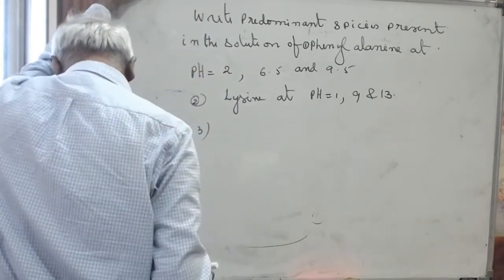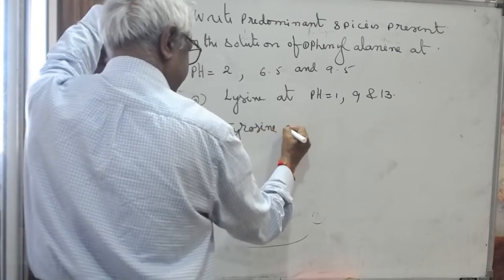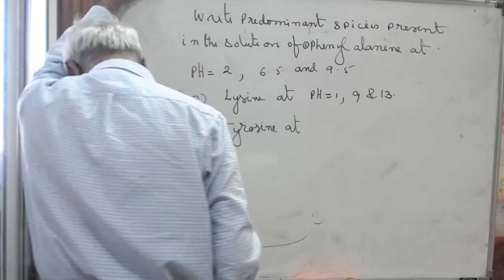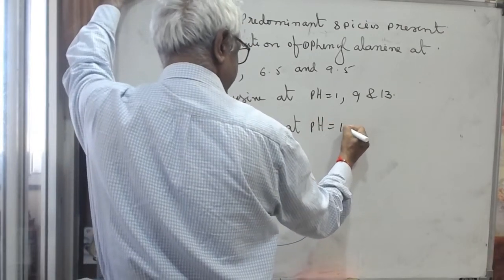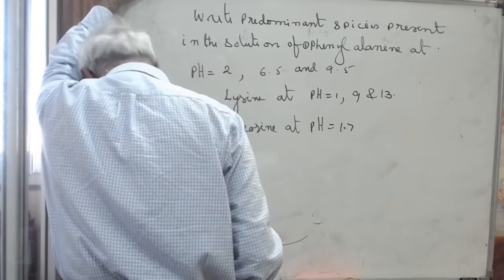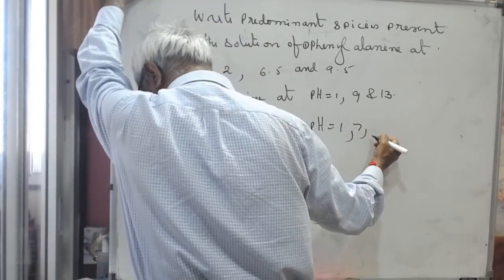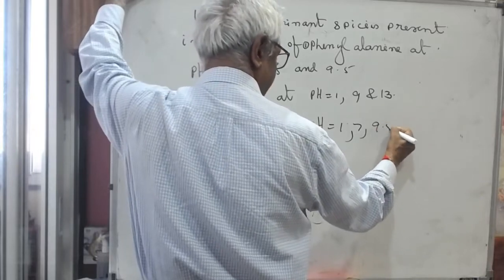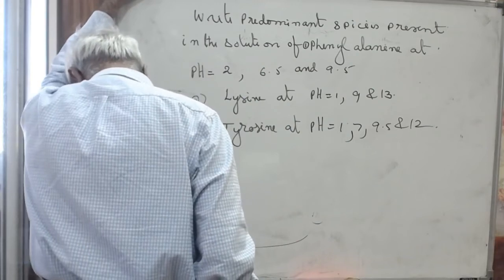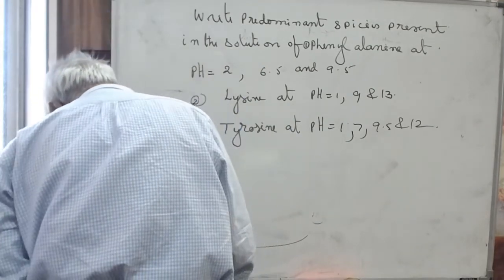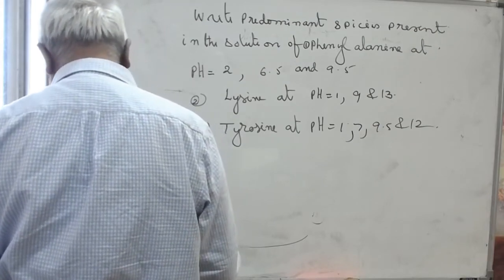Third, tyrosine at pH 1, 7, 9.5 and 12. Like that, questions can be asked.